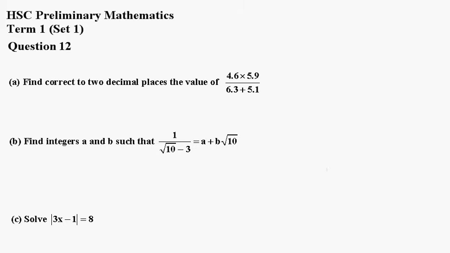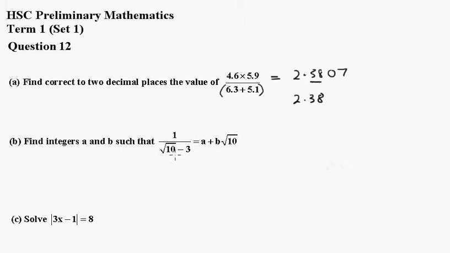Number 12, part A. Find, correct to 2 decimal places, the value of 4.6 times 5.9 over 6.3 plus 5.1. Just remember when you're doing this one, what's that denominator? When you put it in your calculator, just put a bracket around that. That'll protect it. And that will give you the answer of 2.3807. So 2 decimal places, it's this one. So it's 2.38.